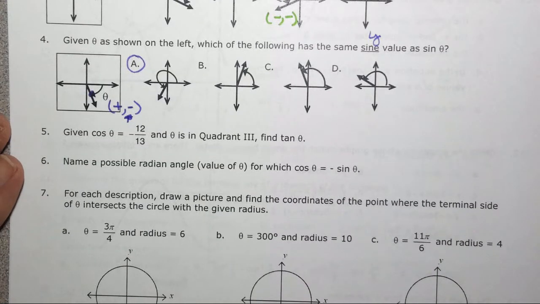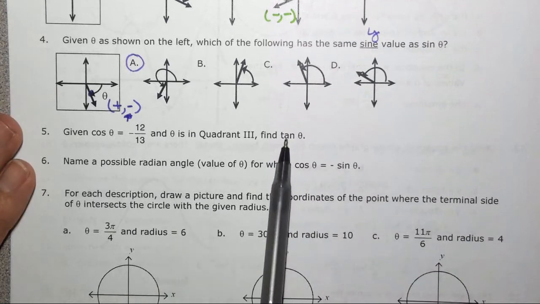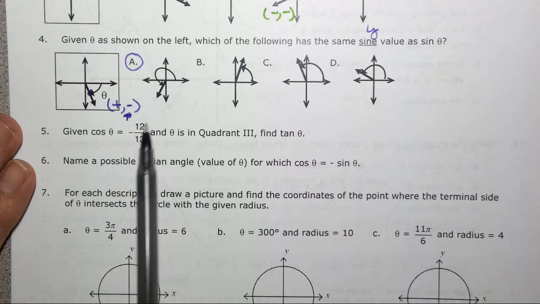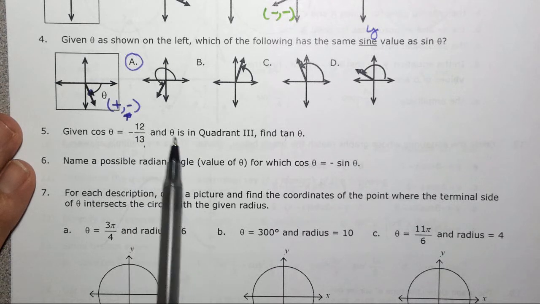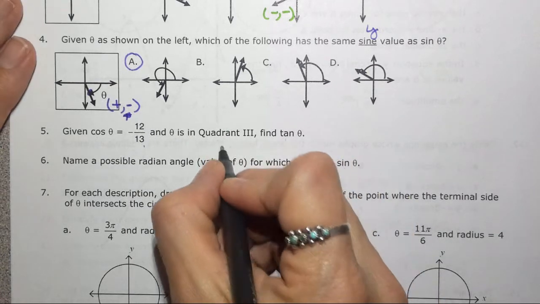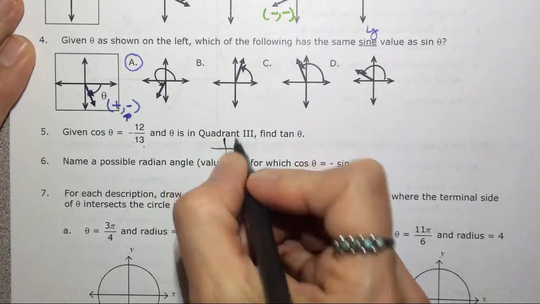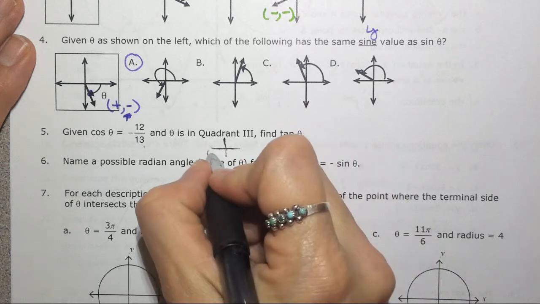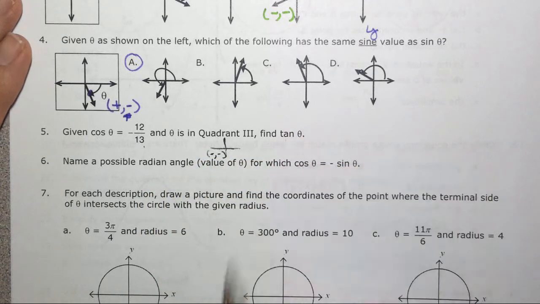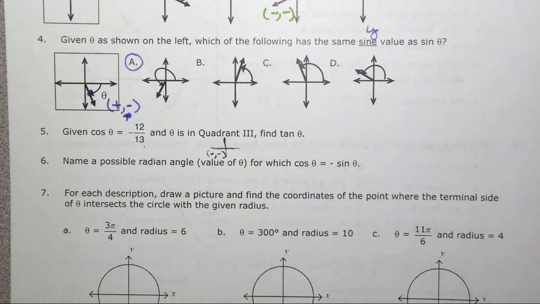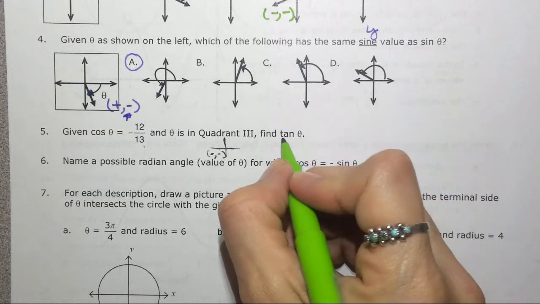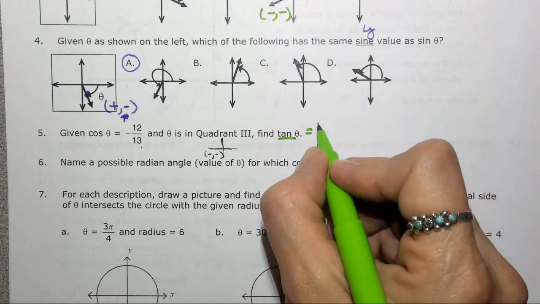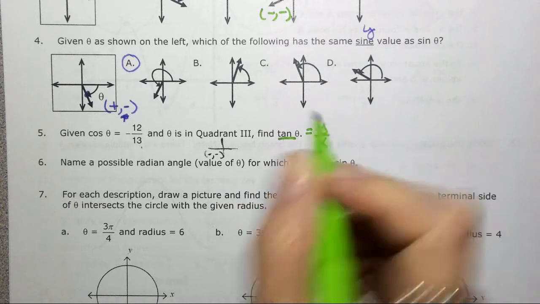On number 5, they are asking you to find tangent, and they gave you some information. They told you that cosine is negative 12 over 13, and that theta is in quadrant 3. Because I'm in quadrant 3, I know that my x and my y are both going to be negative answers. And that's going to be important. They want me to find tangent. In order to find tangent, I know that the trig ratio is going to be the y value divided by the x value.